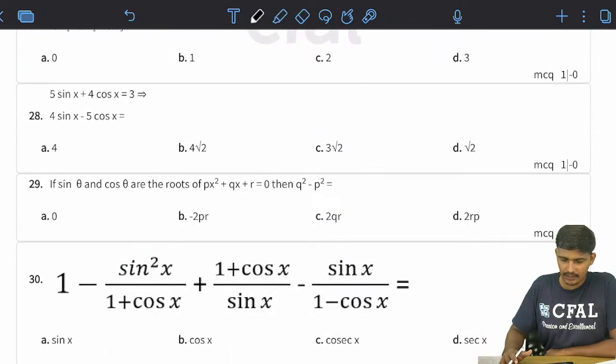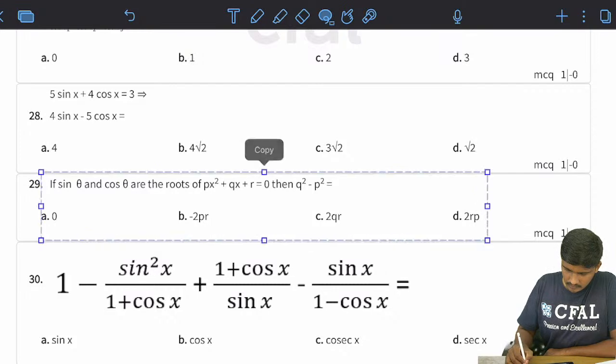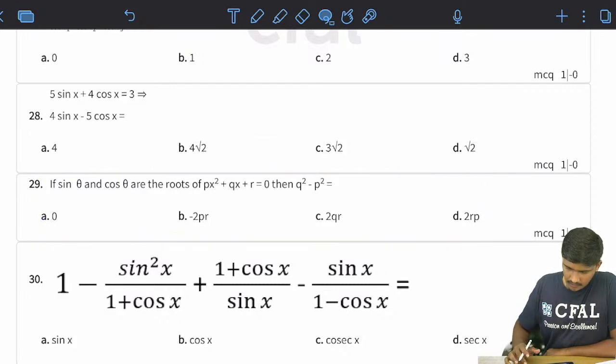If sin theta plus cosecant theta are roots of px square plus qx plus r is equal to 0, then q square minus p square is equal to dash. I have copied this question.